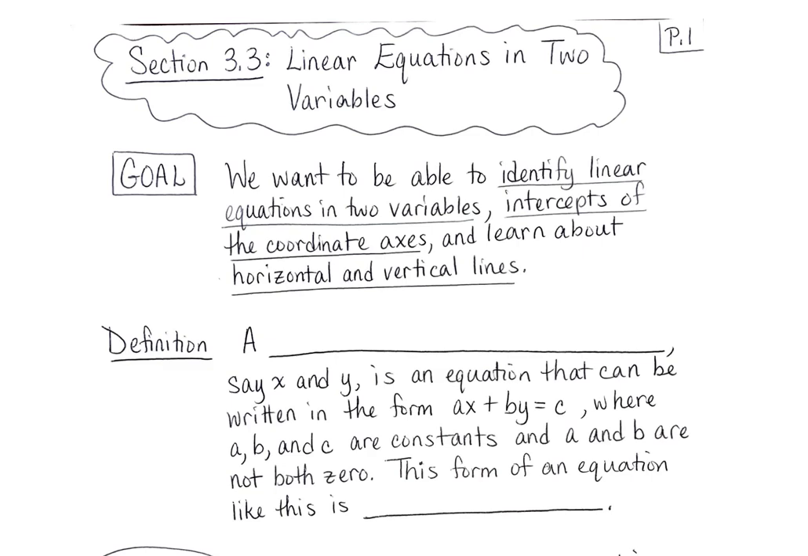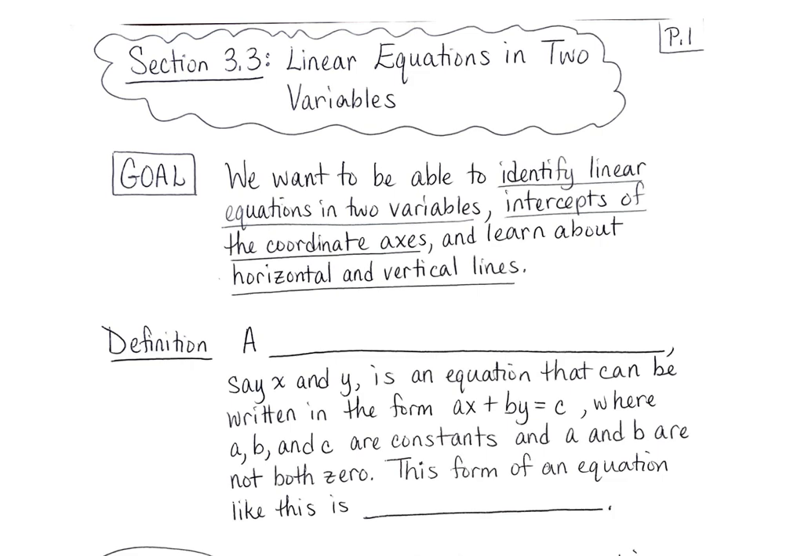Okay? 3.3 talks about linear equations in two variables. How many variables do you expect to see? Two, yes. We want to be able to identify linear equations in two variables. We want to talk about intercepts of the coordinate axes. We want to learn about horizontal and vertical lines.